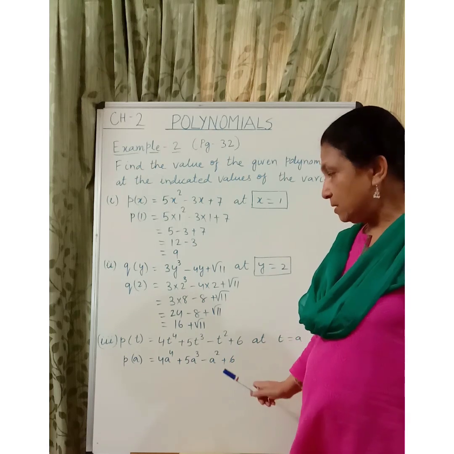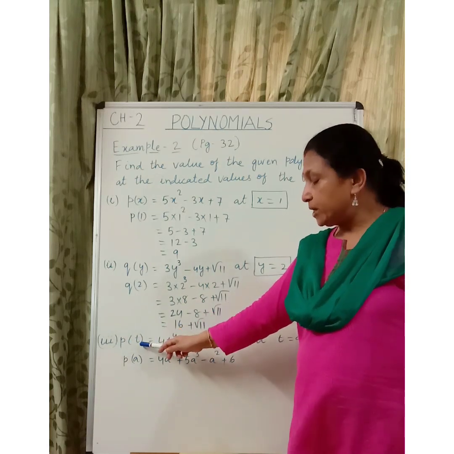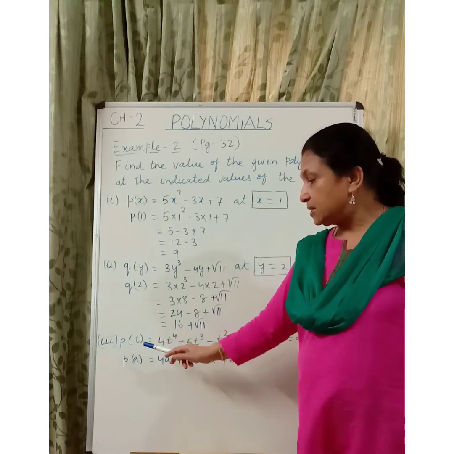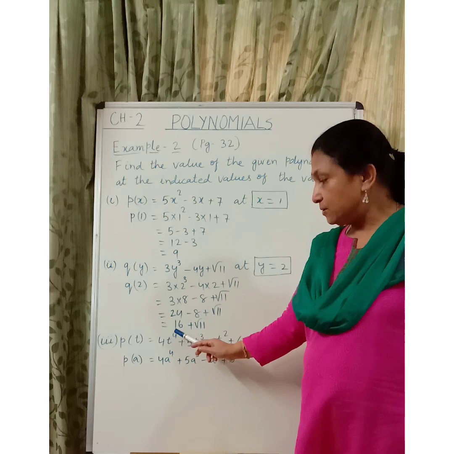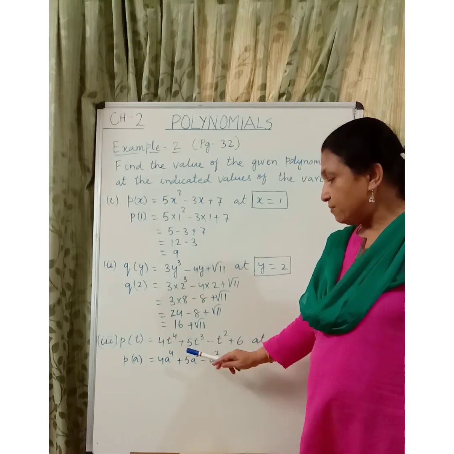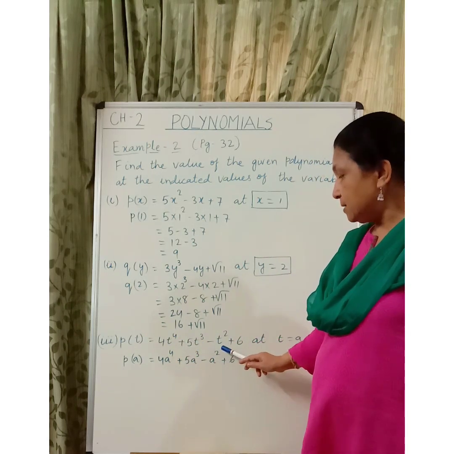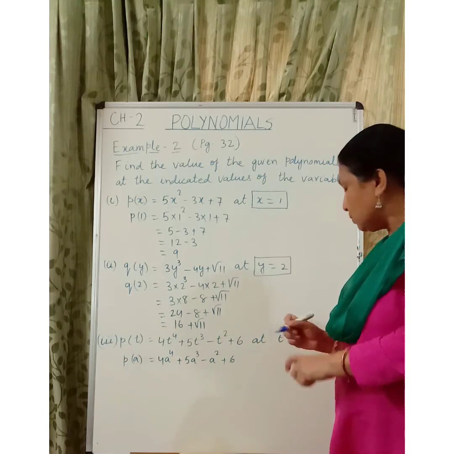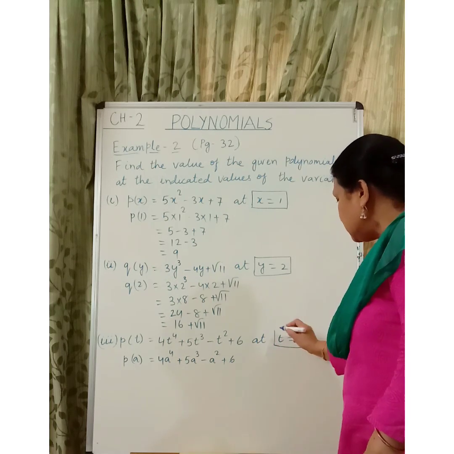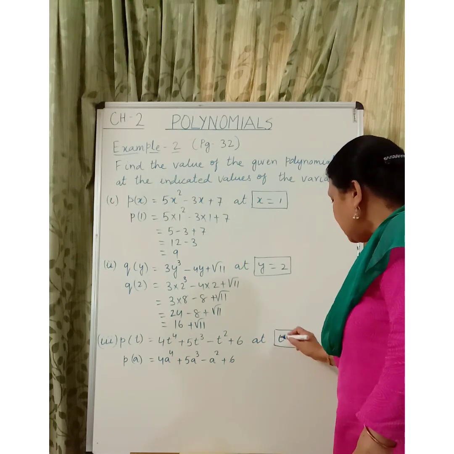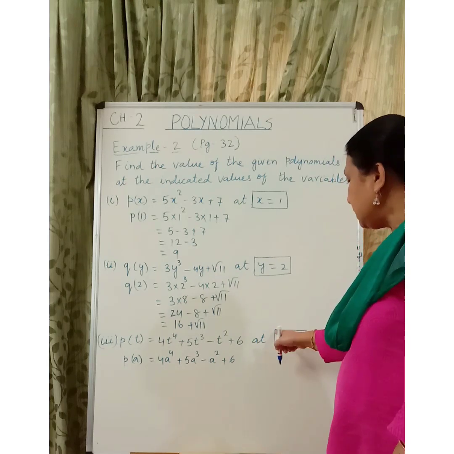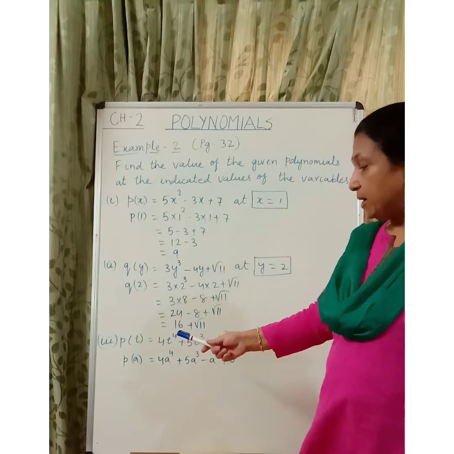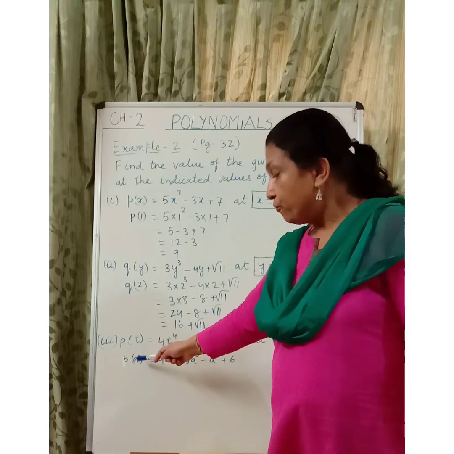The third example, here it is p of t, as t is the variable here. So it is p of t is equal to 4t to the power 4 plus 5t cube minus t square plus 6 at t is equal to a. So here any value a may be any real number. So here it is taken as t as a. So what we will be finding out? We will be finding out the value of the polynomial for a.